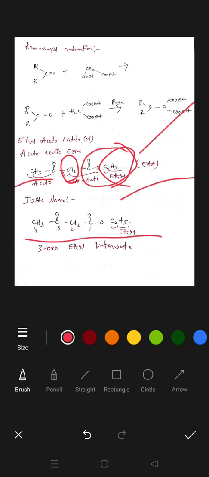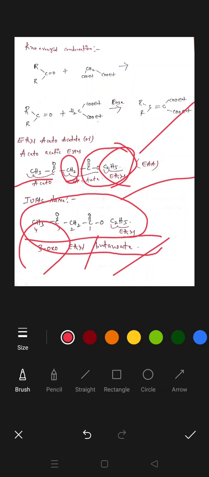Yesterday we studied this ethyl acetoacetate compound. The IUPAC name of this compound is ethyl 3-oxobutanoate. This is one example of an active methylene compound.